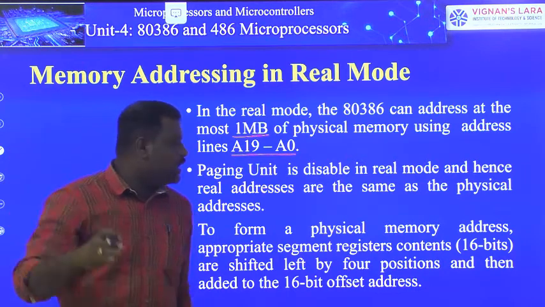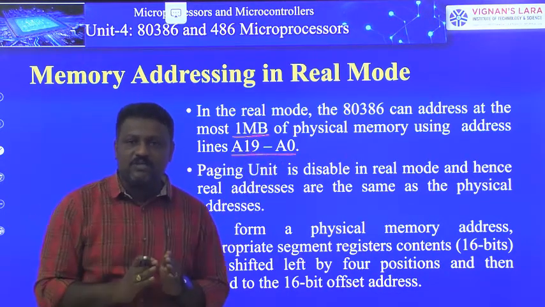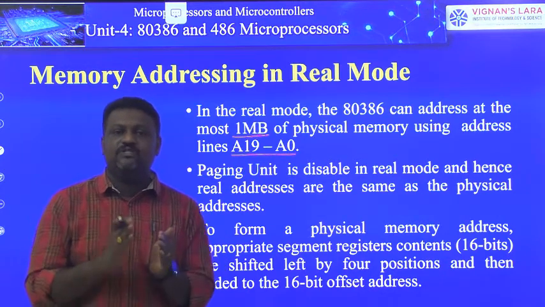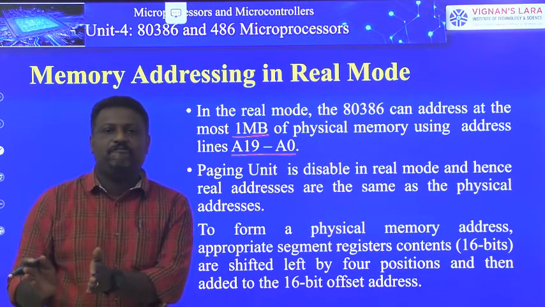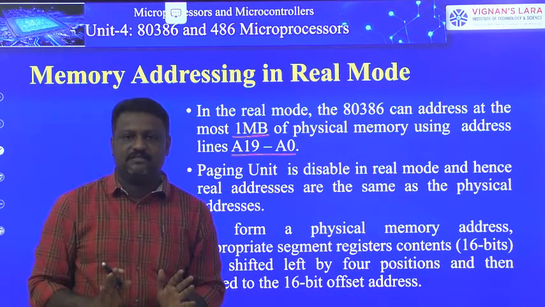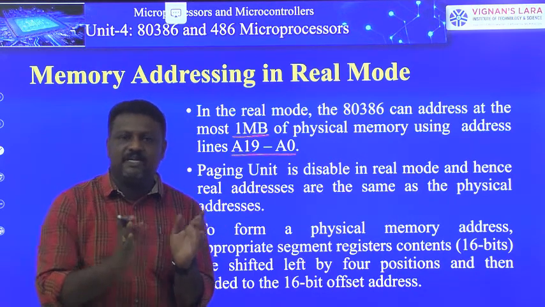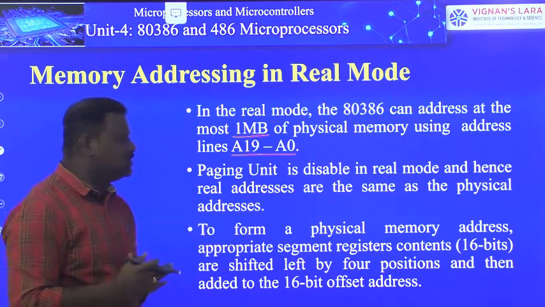But the 80386 has a total of 32 address lines, from A31 to A0. Here I'm using only 20 address lines, A19 to A0, because in real mode the 80386 behaves like a fast 8086. The 8086 has only 20 address lines, and with their help it can address a maximum of 1 MB of memory. So that's the meaning of this.